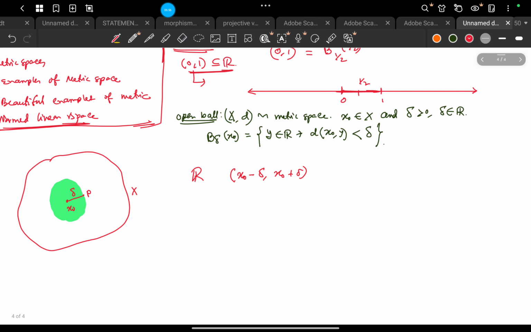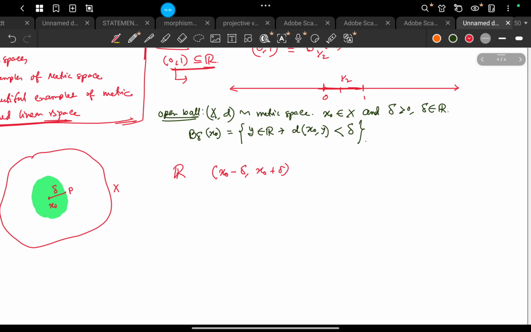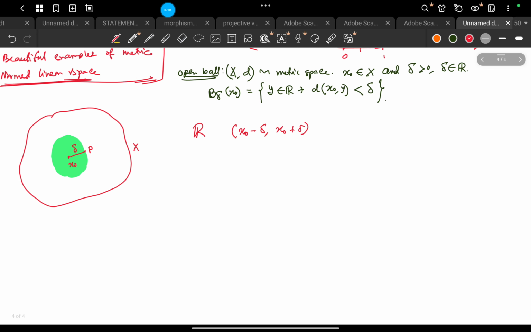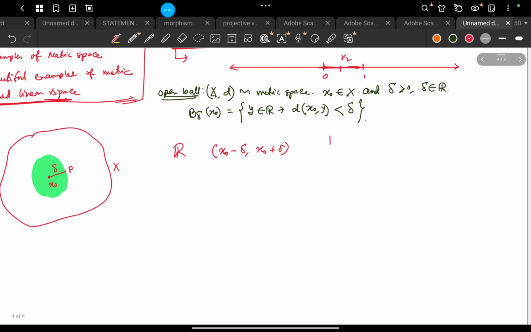Now similarly in R2, suppose we have R2. What is the most common choice in the case of R2? Let's say R2 with the usual norm.